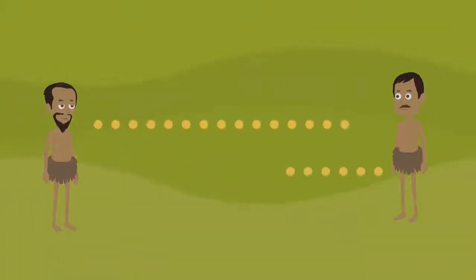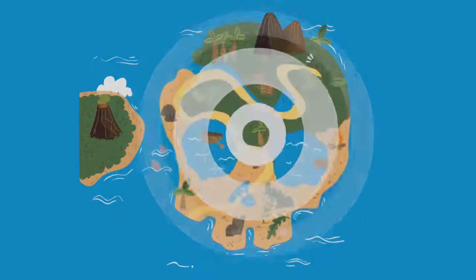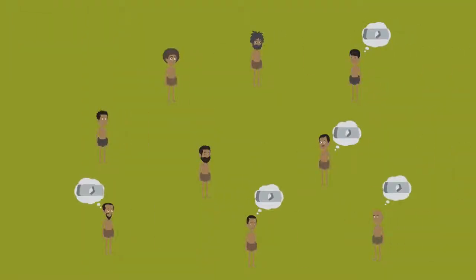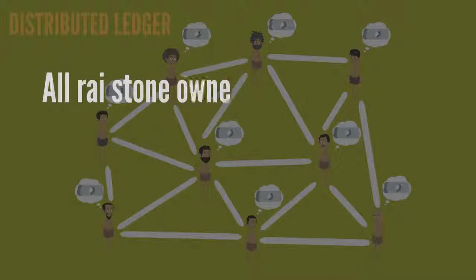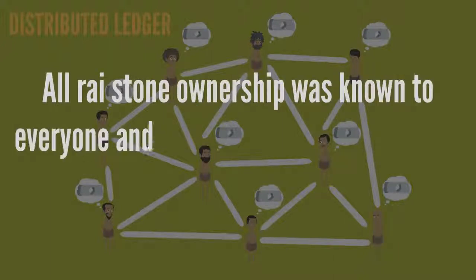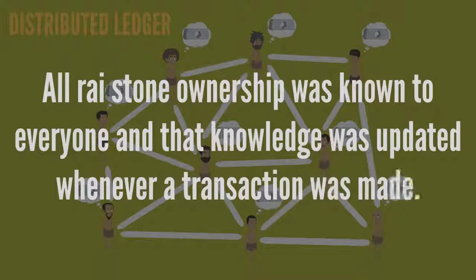Every time any Yapese conducted a trade, an announcement was made to the entire tribe. Each member of the tribe would then update their mental ledger. In today's description, this would be called a distributed ledger. All Rye Stone ownership was known to everyone, and that knowledge was updated whenever a transaction was made.